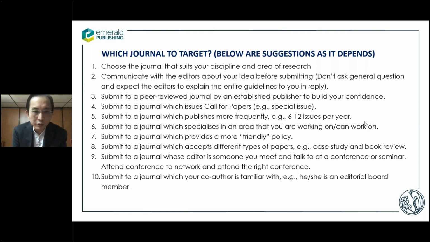Number 7, a journal which provides a friendly policy. Example, there is a journal called the Qualitative Report, TQR. In this journal, if you read the journal policy, it is stated there by the editor, they will try not to reject your paper. They will still give you a chance. Unless you give up, unless you don't revise, then they will have to reject. So at the beginning, they will try not to reject any paper submitted to the journal. So, a more friendly policy, something that you can work on.